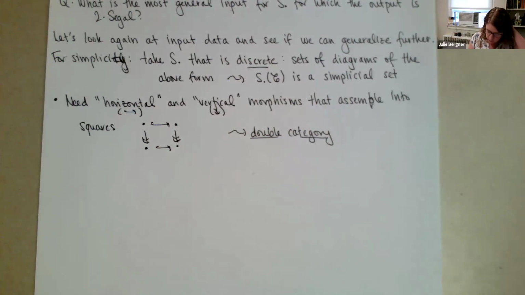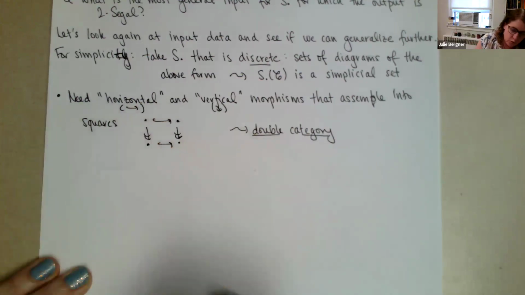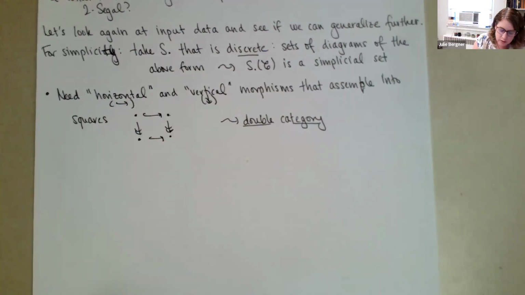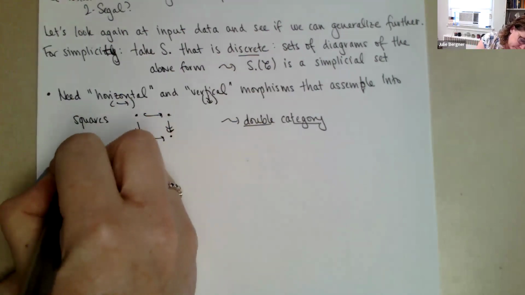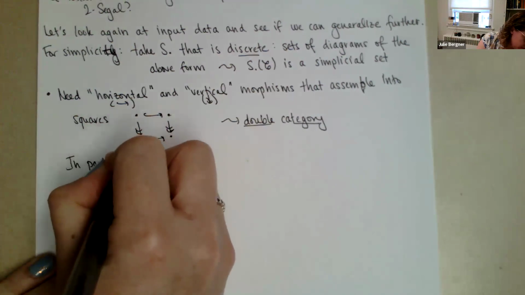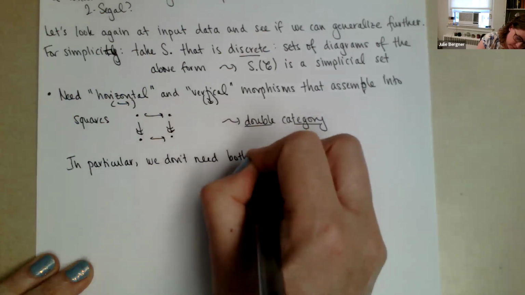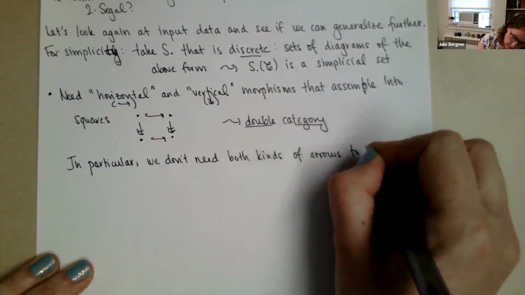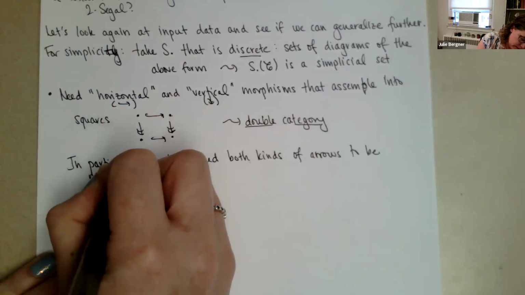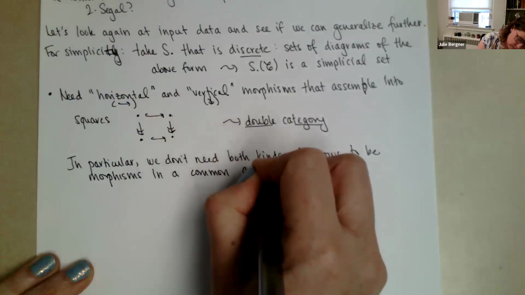This is also what's called a category internal to categories, if you've heard of that. But the upshot here and why this is a generalization is we no longer require that both kinds of morphisms live in an ambient common category, which we did before. We don't need them both to be morphisms in a common ambient category.